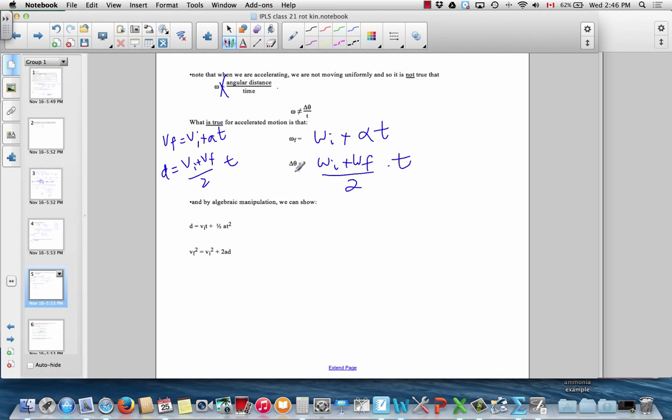So the other two Physics 11 equations are very easily transmuted into rotational equations. Displacement is an initial speed times time plus half times an acceleration times elapsed time squared. A final velocity squared is an initial velocity squared plus 2 times an acceleration times a displacement.